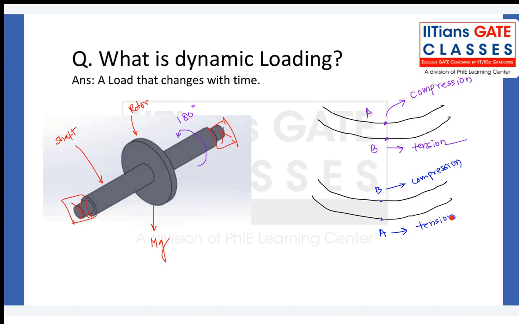After 180 degrees of more rotation, again point A will come to the top and point B will come to the bottom. So point A will have compression, point B will have tension. So the rotor will keep on rotating. If you take one point, let me say point A, what is the kind of stress that is acting on point A?